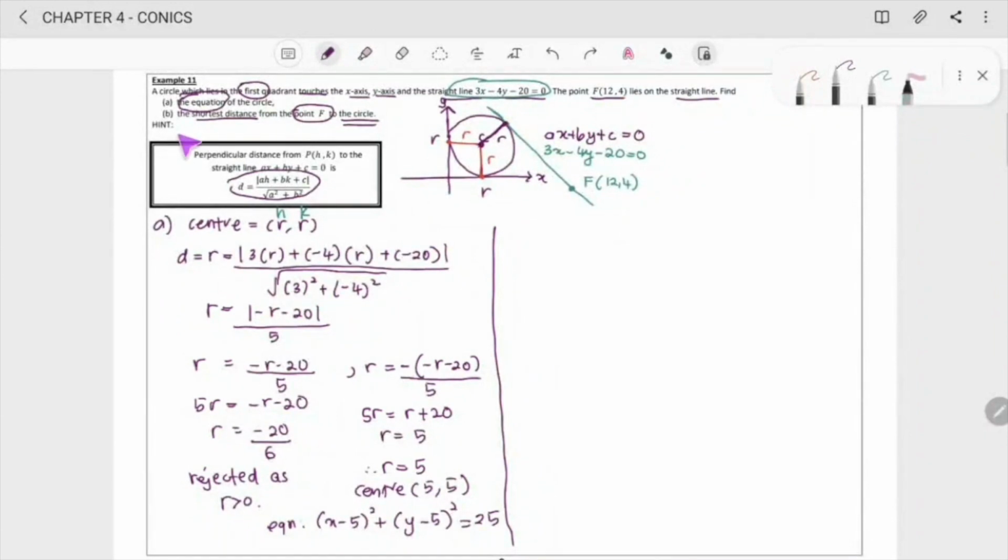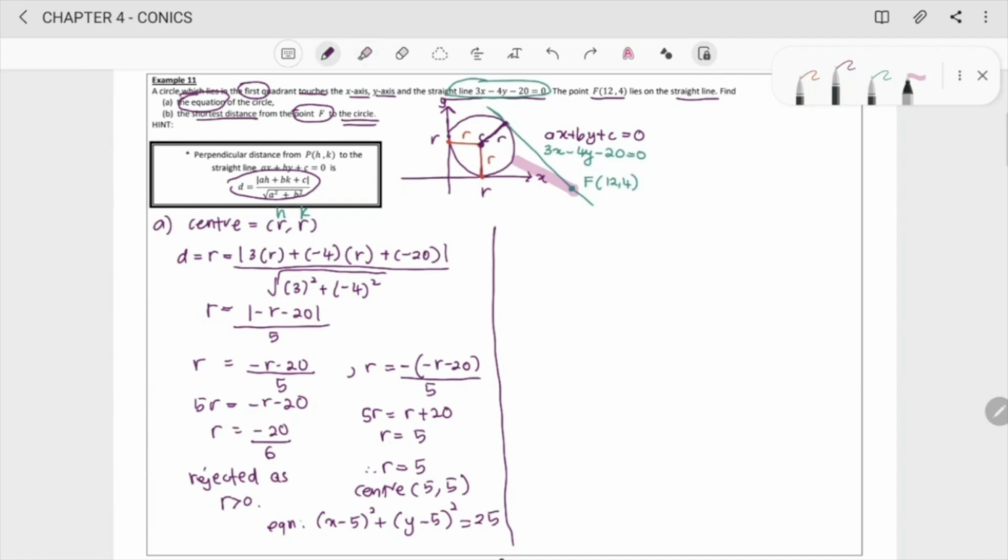Okay, we're going to part B, the shortest distance from point F to the circle. As we can see here, we have two distances, from here to here, which is from F to the circle, and from here to here. So the shortest one is here. That one. So we are going to calculate that length.